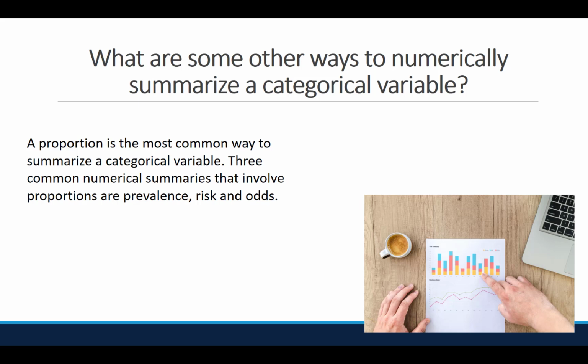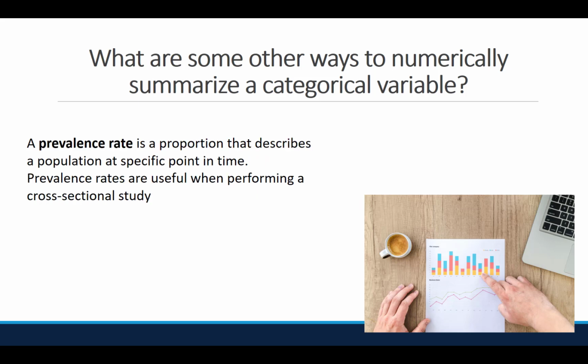What are some other ways to numerically summarize a categorical variable? A proportion is the most common way to summarize a categorical variable. Three common numerical summaries that involve proportions are prevalence, risk, and odds. A prevalence rate is a proportion that describes a population at a specific point in time. Prevalence rates are useful when performing a cross-sectional study.